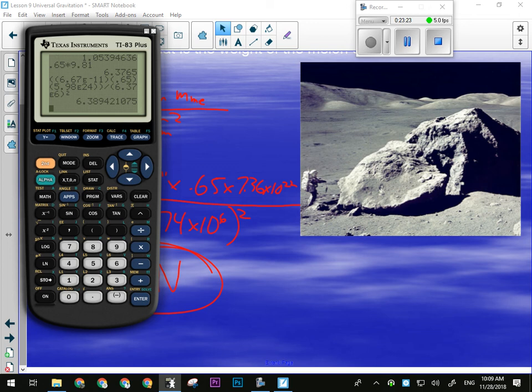So when I went 0.65 times 9.81, I got 6.3765. When I did Newton's universal law of gravitation, I got 6.389. Why am I not getting the same number exactly? Getting around the same number.